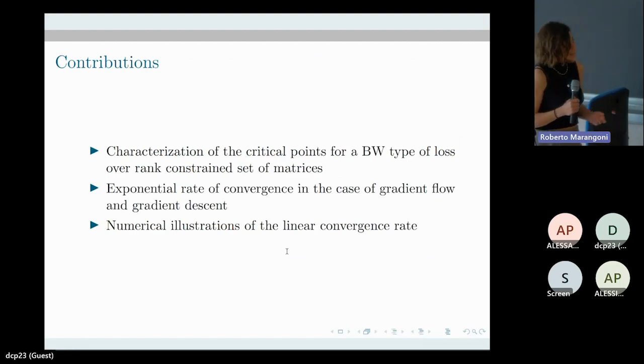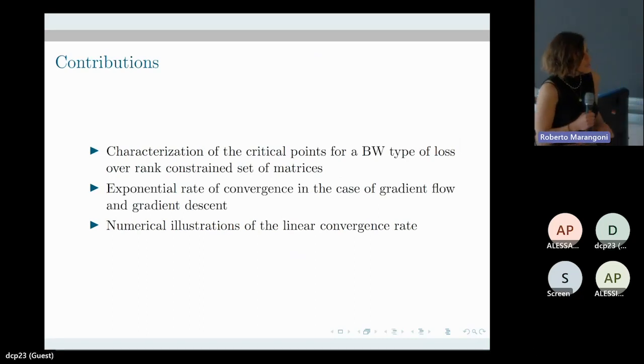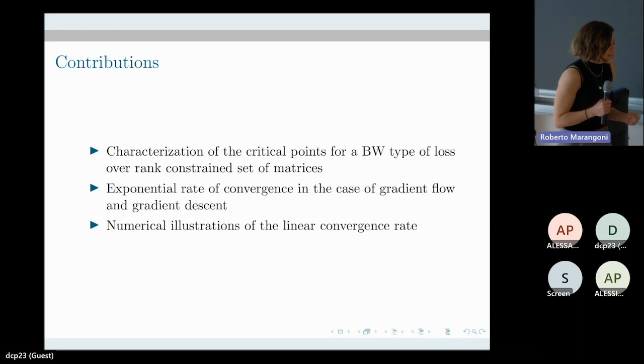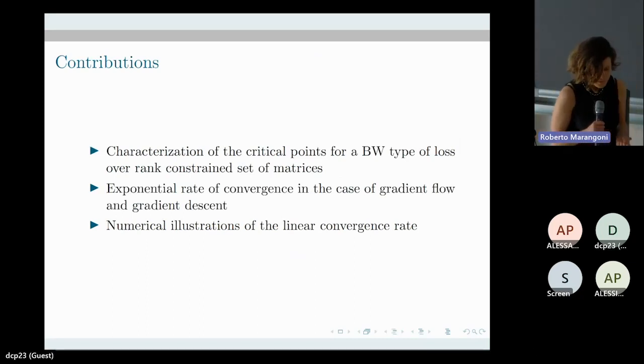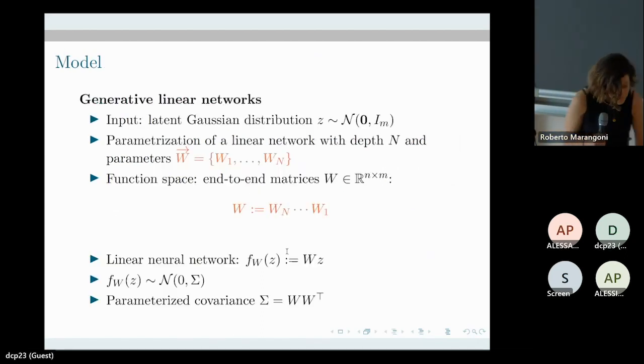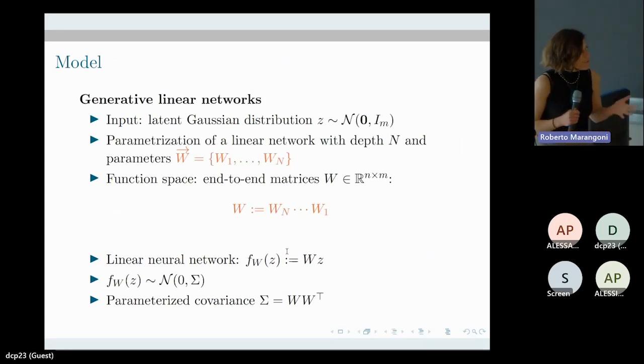What we will describe here is that we will try to characterize the critical points of Bures-Wasserstein type of loss, and we have a rank constraint problem. We will show that the Bures-Wasserstein gradient descent, the Bures-Wasserstein gradient flow, achieves an exponential rate of convergence, and at the end we will also show some numerical illustrations for the linear rate of convergence. First, we will describe a little bit the model that we are using.